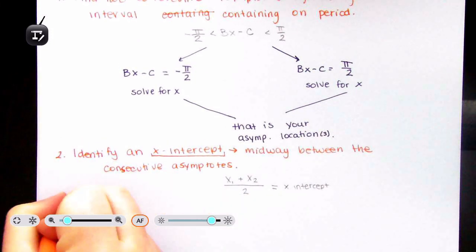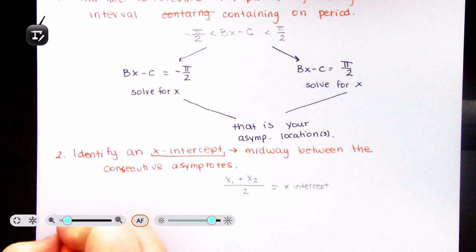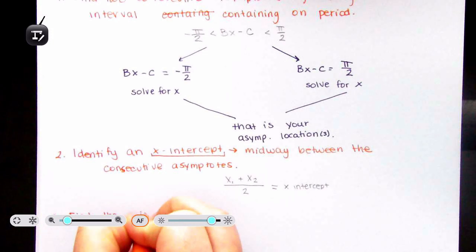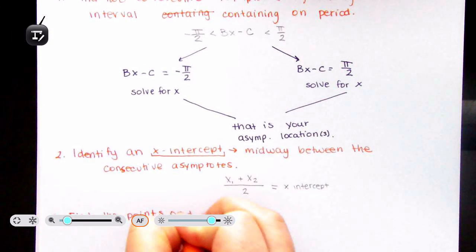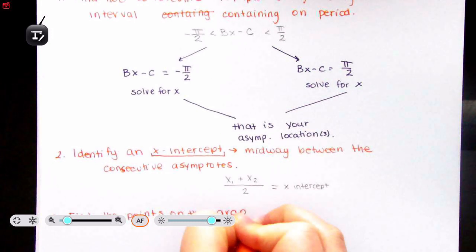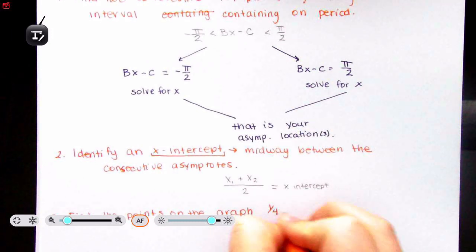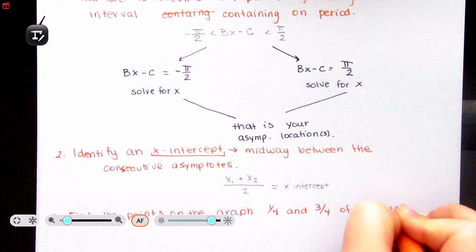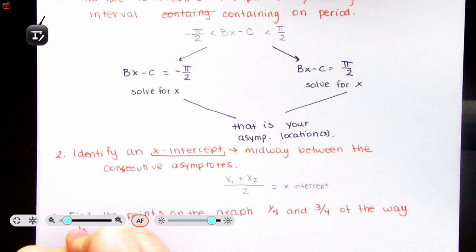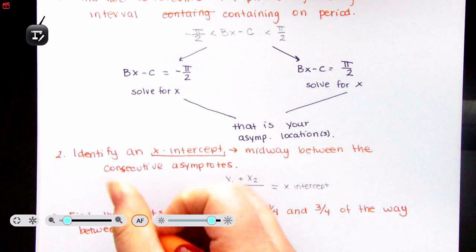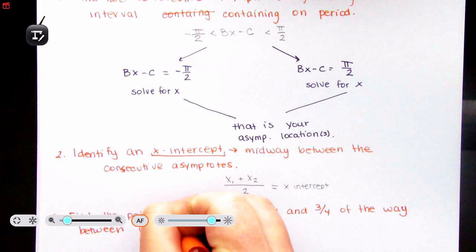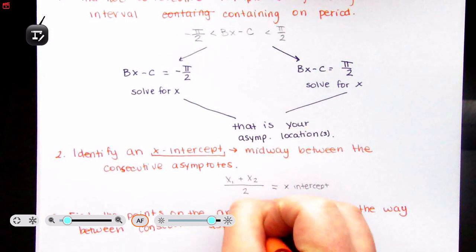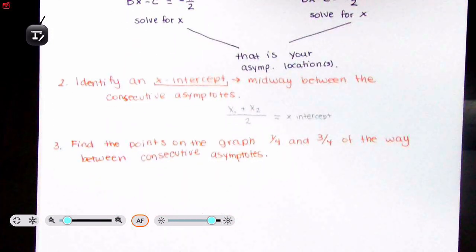Step number 3 is we're going to find the points on the graph 1/4 and 3/4 of the way between consecutive asymptotes. Let me shift this up.